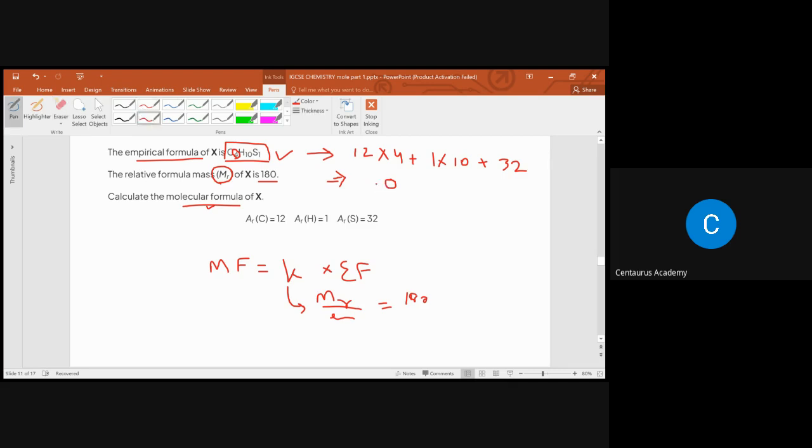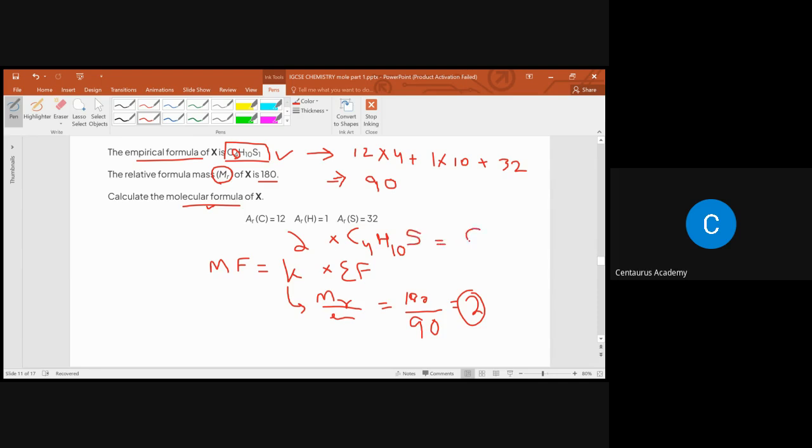When you sum it up, 12 times 4 is 48. 48 plus 10 plus 32, which is going to be 90. 180 divided by the empirical mass, which is 90. So you would get 2 as the constant. This 2, which is the constant, you're going to multiply by the empirical formula, which was given to you earlier in the question, that is C4H10S. Okay. And then you're going to multiply it. What is the final answer?